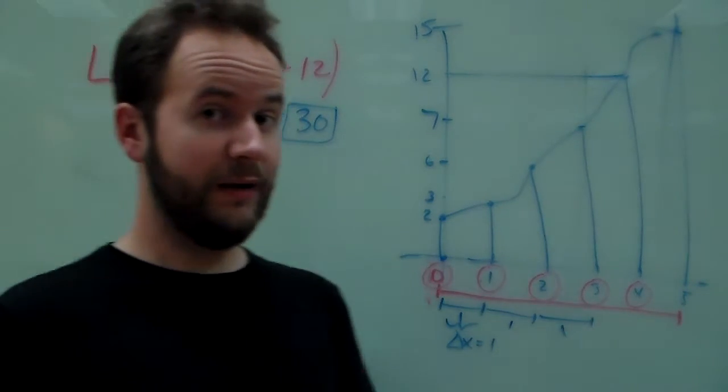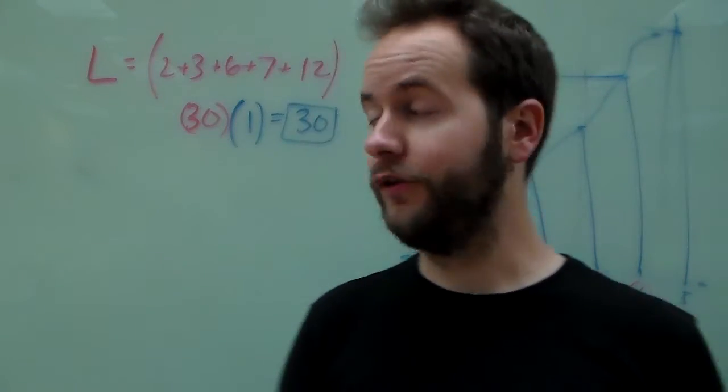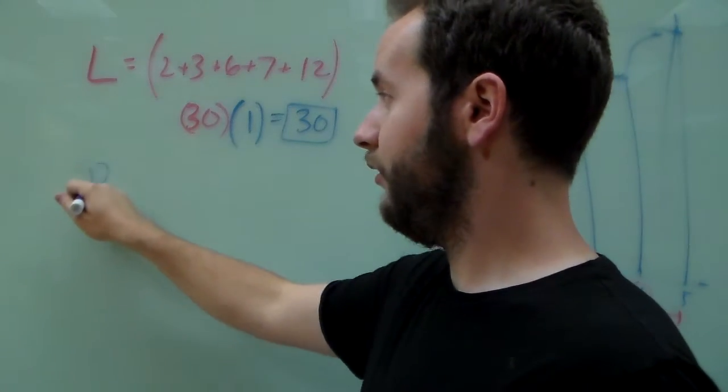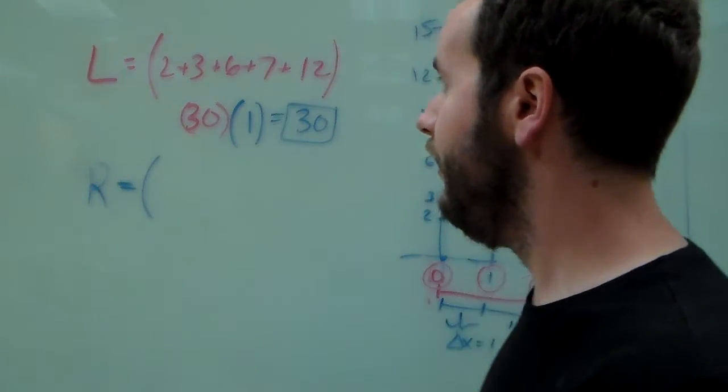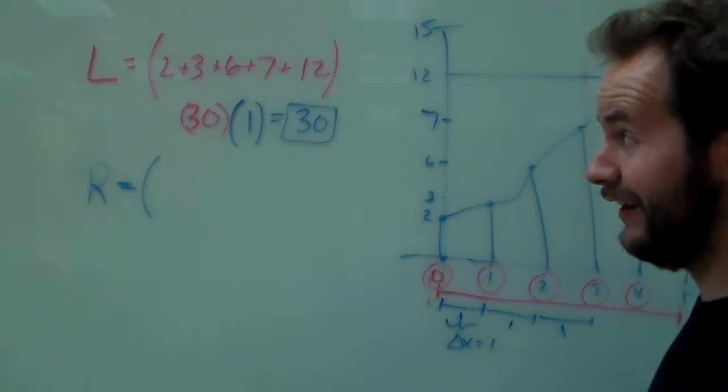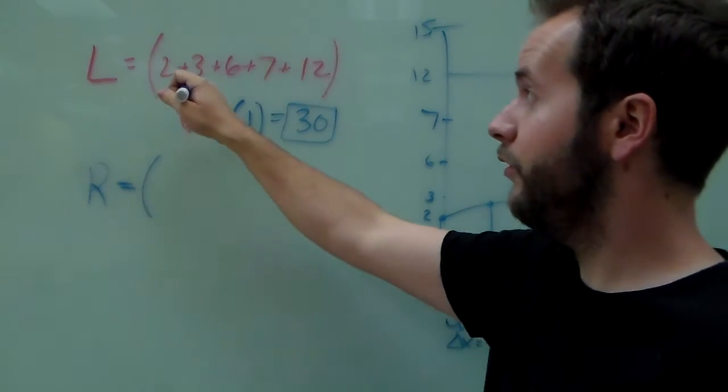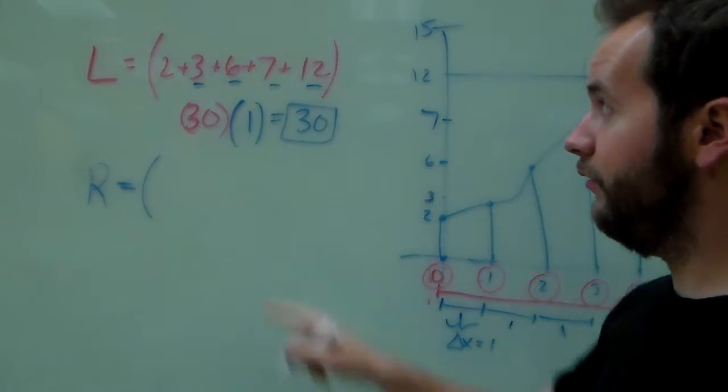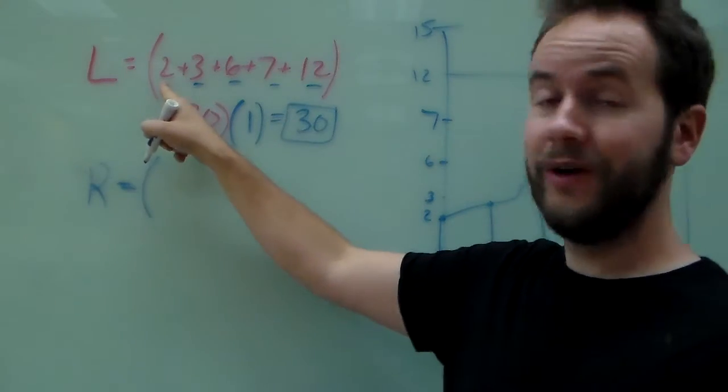Now, we have to do the right-hand approximation because we're trying to figure out bounds on the total area. So let's go ahead and get the right-hand approximation. The nice thing about finding the right-hand approximation after finding the left-hand approximation is that it's going to use mostly all the same values. We're going to use 3, 6, 7, and 12, but we're going to drop the 2.